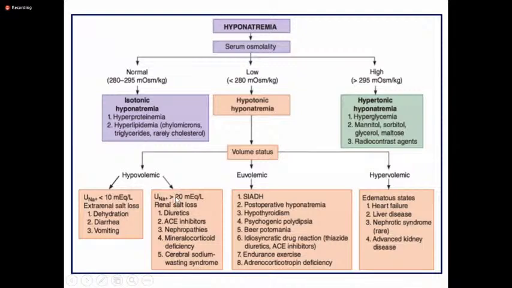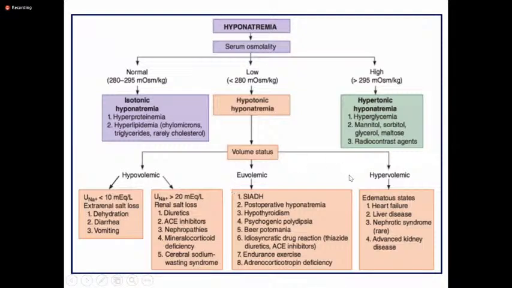However, if you do the urine sodium and it is more than 20 milliequivalents, it means the patient is losing that sodium through the kidney, and these are the possible causes of such renal sodium loss: use of diuretics, use of ACE inhibitors, any adrenal insufficiency, and also what we call cerebral salt wasting syndrome.